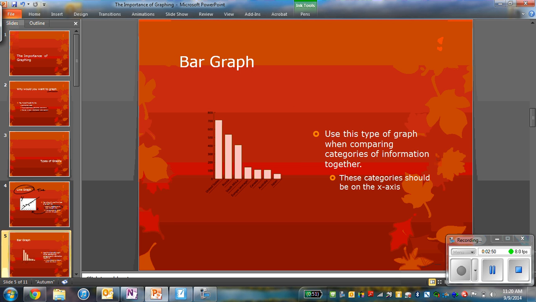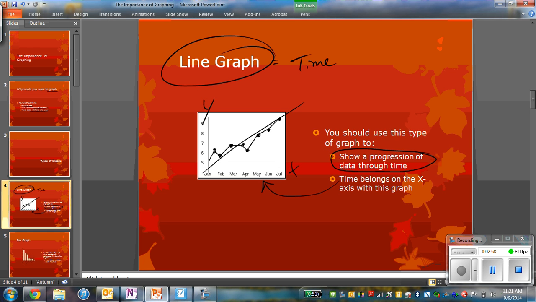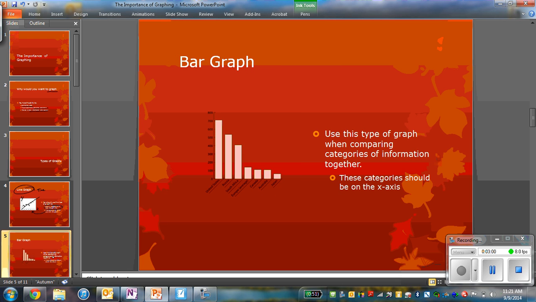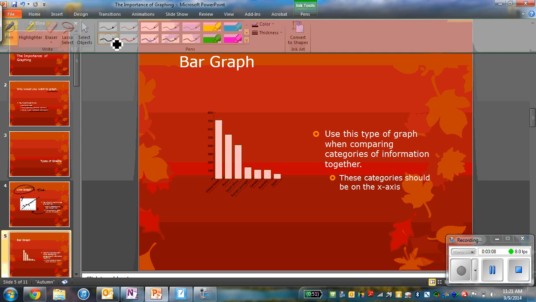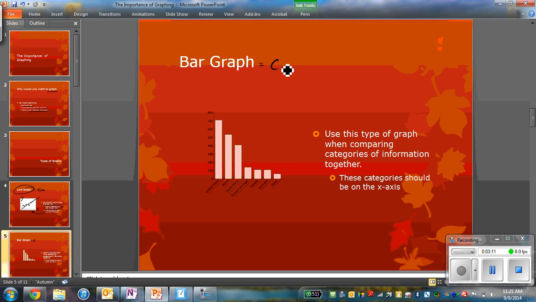The second graph is going to be a bar graph. Very typical. Everybody likes to use bar graphs, but you have to be careful. If you're dealing with time, you're going to use a line graph. If you're dealing with categories, then you'll use a bar graph. So again, bar graphs are used for comparing categories.